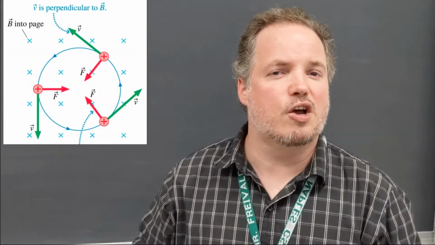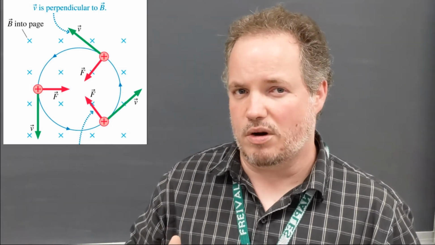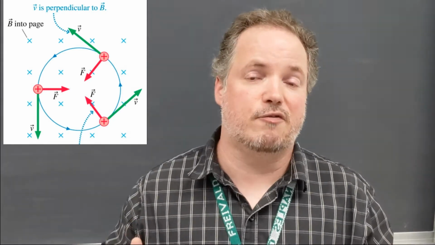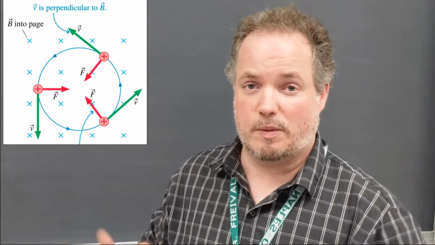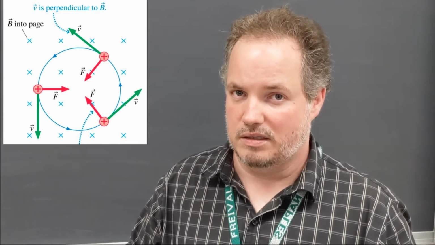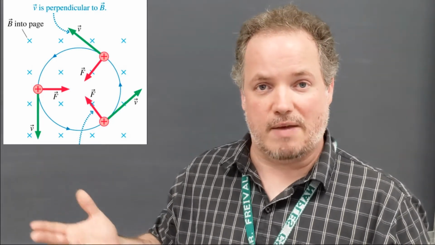One final note, because the force on a charged particle is always perpendicular to the velocity of the particle, that means that magnetic fields are centripetal forces. They cause charged particles to go in circles. It's very easy to figure out the equation for how big a circle it would be by taking the magnetic force and setting it equal to centripetal force. So QVB sine theta, theta in this case is going to be 90, so sine is 1. So QVB equals centripetal force, mv squared over r.